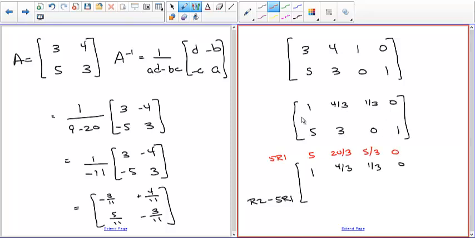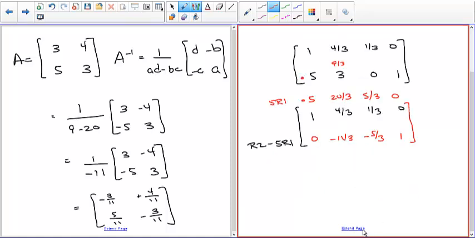Okay, and then we take row 2 and we subtract 5 times row 1. So 5 minus 5 is 0. 3 minus 20/3. Okay, so this is 9/3. 9/3 minus 20/3 is minus 11/3. 0 minus 5/3 is minus 5/3. And 1 minus 0 is 1.